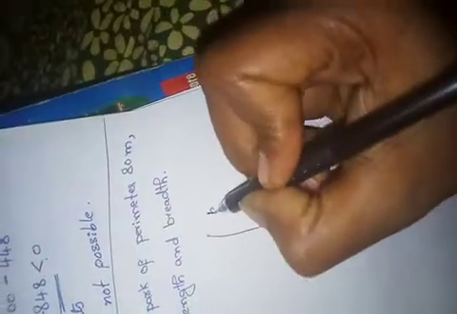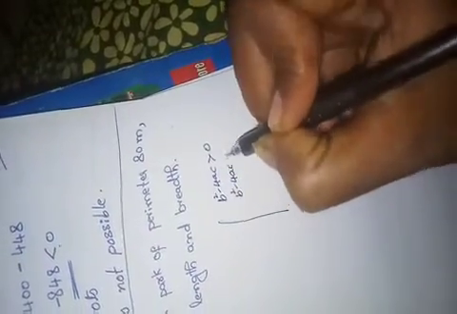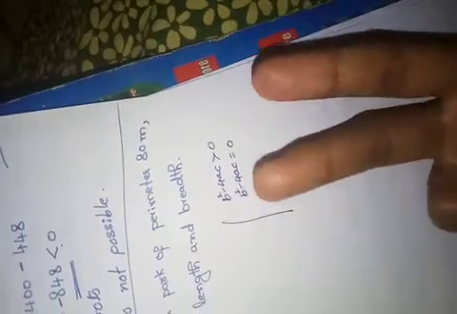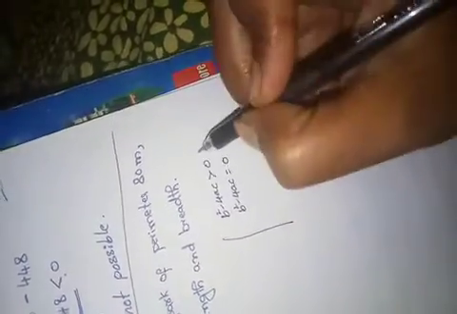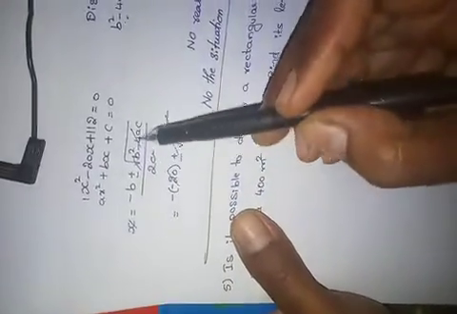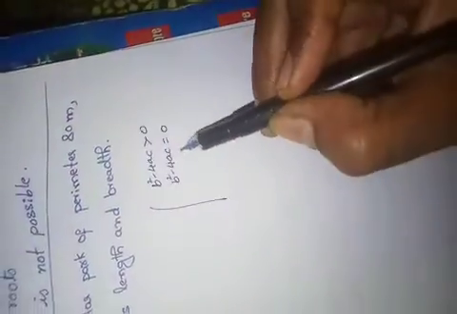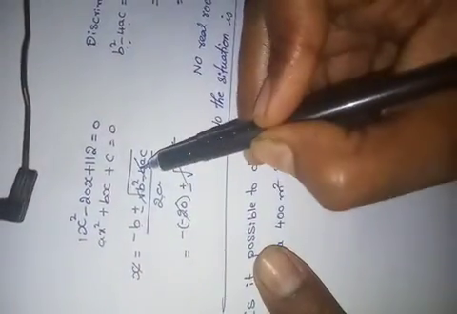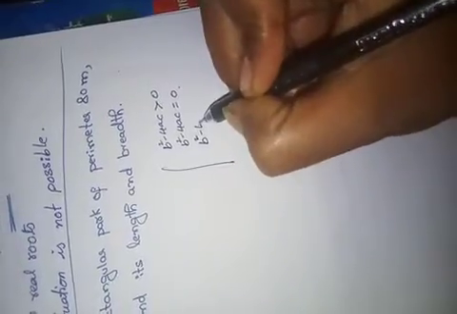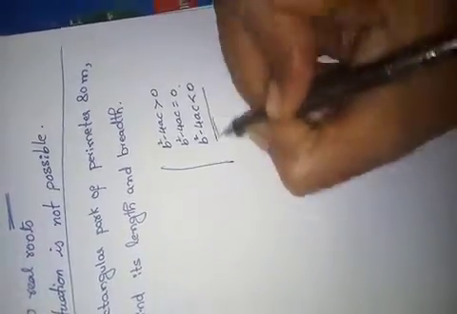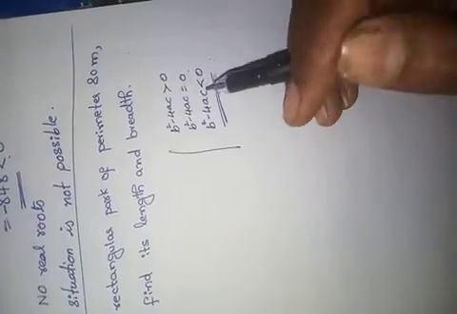Already we learned 3 cases. What are the 3 cases? Do you remember them? If b square minus 4ac is greater than 0, we will have 2 distinct roots. If b square minus 4ac equals 0, we will have 2 equal roots. Here the formula is minus b plus or minus root of b square minus 4ac by 2a; since the discriminant equals 0, the formula becomes minus b by 2a. The next case is b square minus 4ac less than 0. In this case, there will not be any real roots.